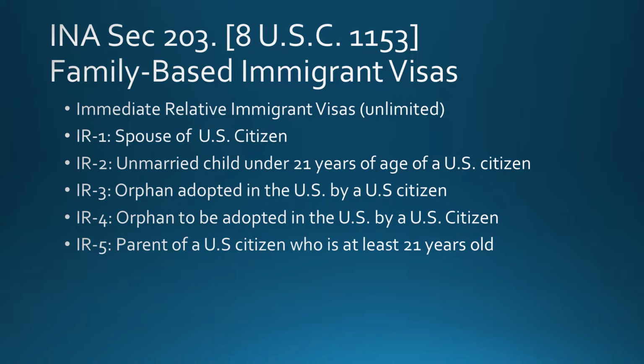So the immediate relative would be the sponsor for the immigrant coming into the country. So the categories are spouse of a U.S. citizen, unmarried child under 21 years of age of a U.S. citizen, orphan adopted abroad by a U.S. citizen, orphan to be adopted in the U.S. by a U.S. citizen, and parent of a U.S. citizen who was at least 21 years old.